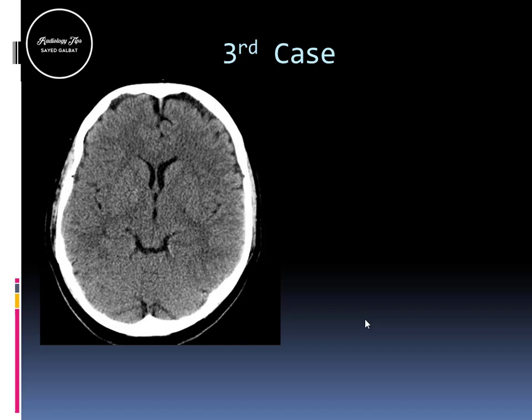I mean, you may say that there's an abnormality and maybe another radiologist will say no, there is no abnormality, it's likely a normal study. So how to solve this? The patient is complaining. This is a suggestion, just to do MRI.